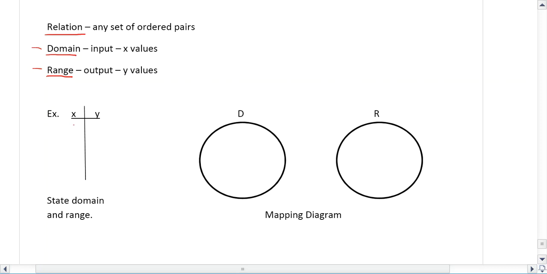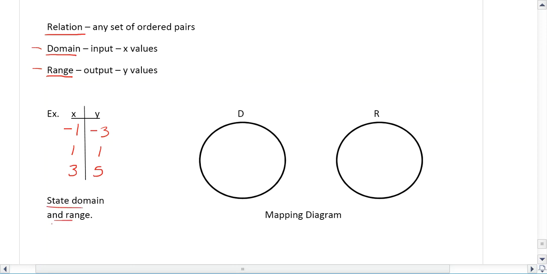So an example of that could be just some ordered pairs. And if I happen to put these ordered pairs on a t-chart or a table, this is what it could look like. And you could be asked to state the domain and range.